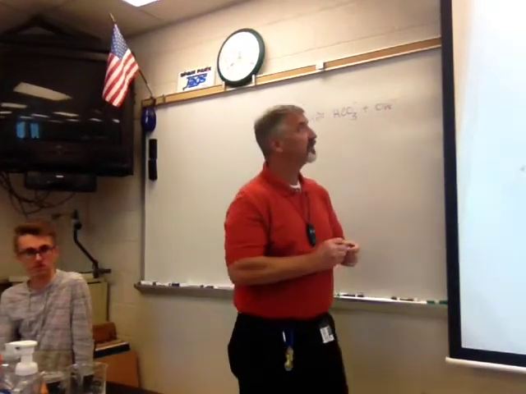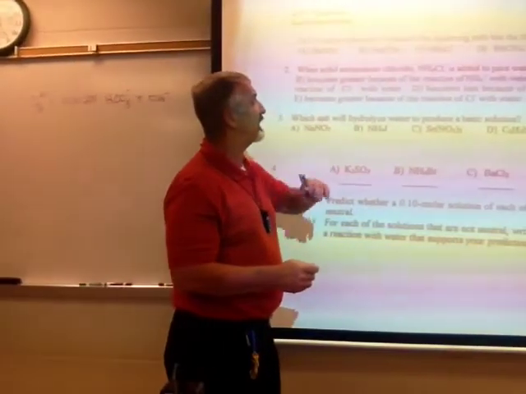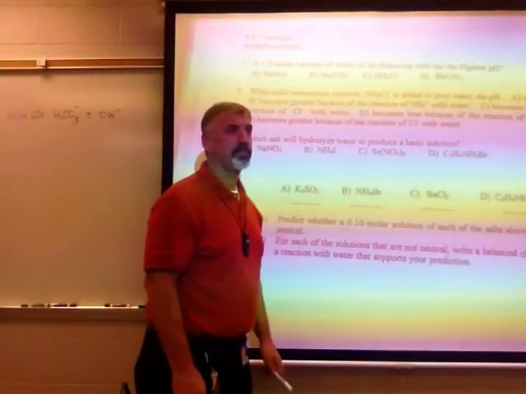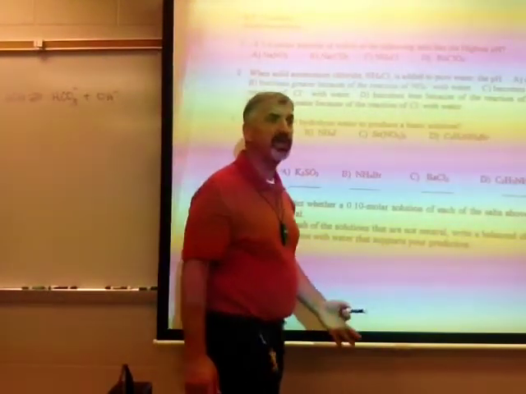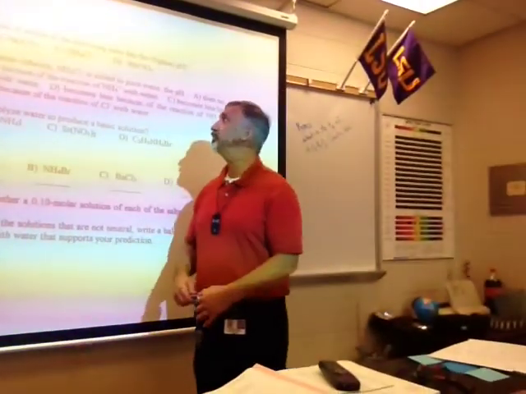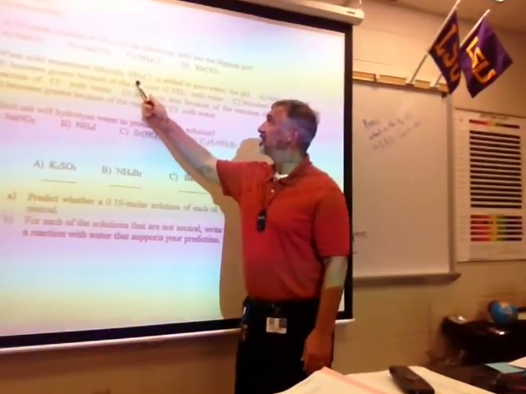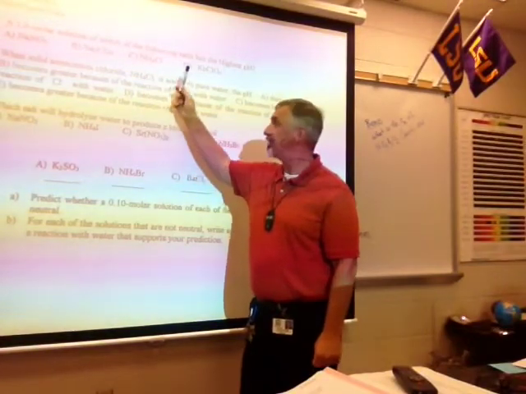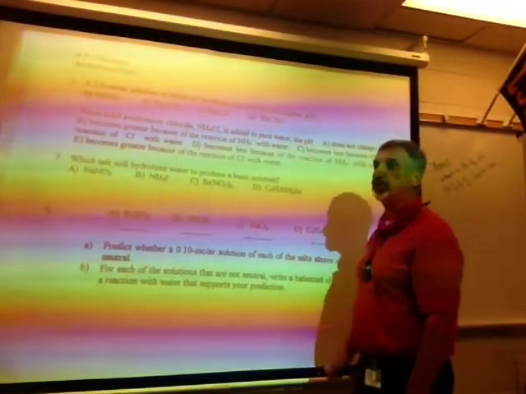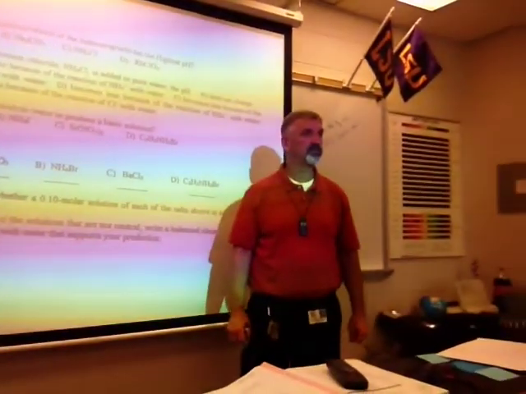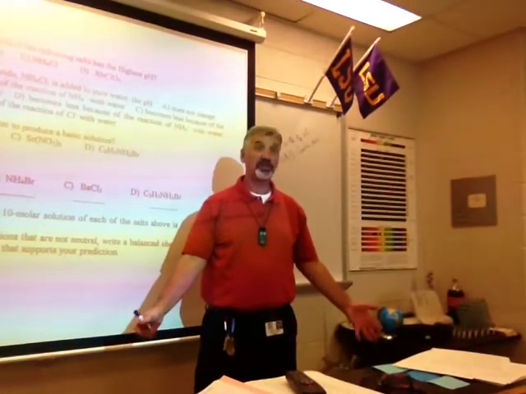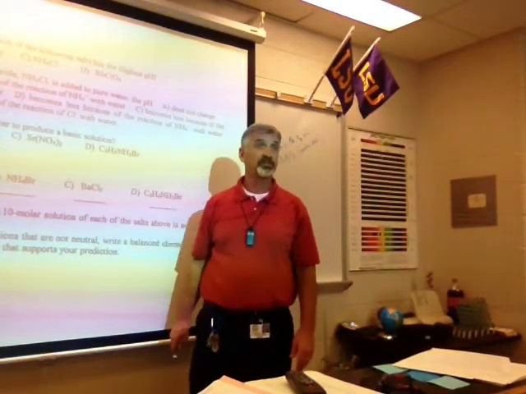Okay? So, when solid ammonium chloride is added to pure water, the pH, again, what type of salt is that? An acidic salt. So what's going to happen to the pH? It's going to go down. Okay? Because the action of which of the ions? The NH4 plus. So the pH becomes less because of the reaction of NH4 plus with water. Right? Are we good with that? So notice how these are very, very similar.